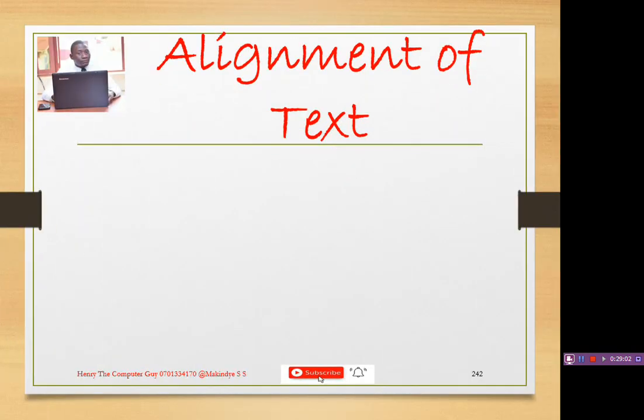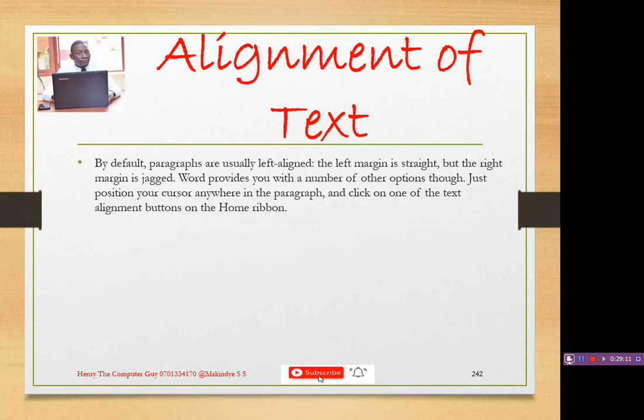And we are actually going to be looking at what we call aligning of the text. How can we align our text? It can either be to the left, to the center, to the right, or justified. So they're telling us that by default, paragraphs are usually left aligned. The left margin is straight, but the right margin is jagged. Word provides you with a number of other options though. That means it is not only left, they can provide others.